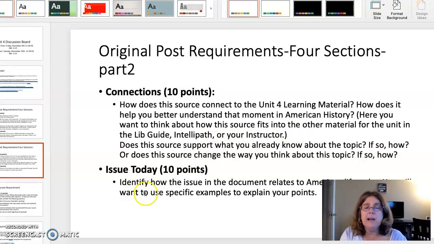The Issue Today: identify how the issue in the document relates to American life today. You want to use specific examples to explain your points. How is this document that you are analyzing still applicable to us today in America in 2019? Okay, that's the last section. This is what is due when the original post is due. Okay, this is what's due the 6th, December 6th.